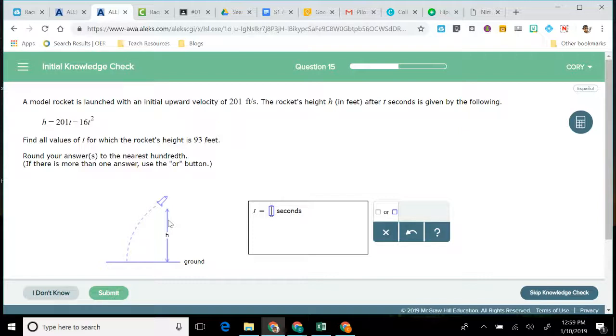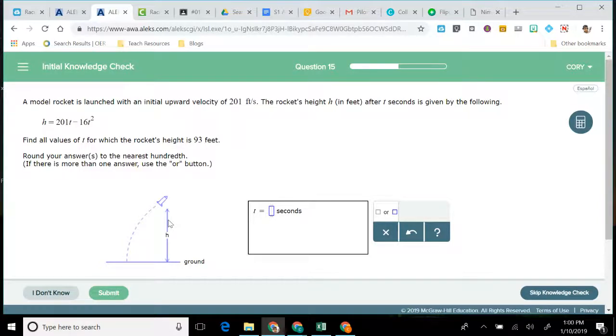So I'll subtract 93 on both sides. I'll get negative 16t squared plus 201t minus 93 equals 0. The a is negative 16, the b is 201, the c is negative 93. And the quadratic formula is x equals negative b, so negative 201, plus or minus the square root of b squared, so 201 squared, minus 4ac, so times negative 16 times negative 93, all over 2a, so 2 times negative 16. And that's ugly numbers, but we're going to do it.